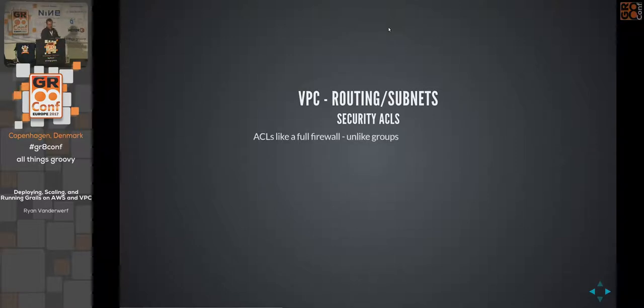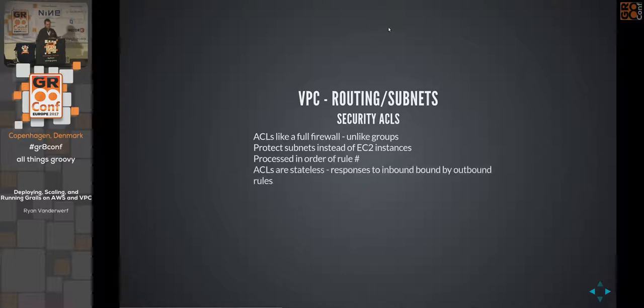All right, network ACLs. They're just acting like a normal firewall, unlike security groups. You protect all of your subnets, instead of leaving that up to security groups on EC2 instances by themselves. So this is your first line of defense against the internet to protect all of your assets.